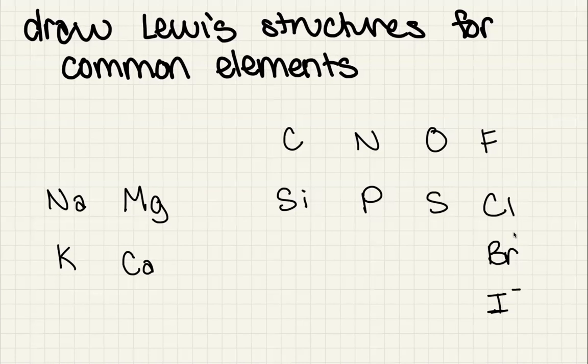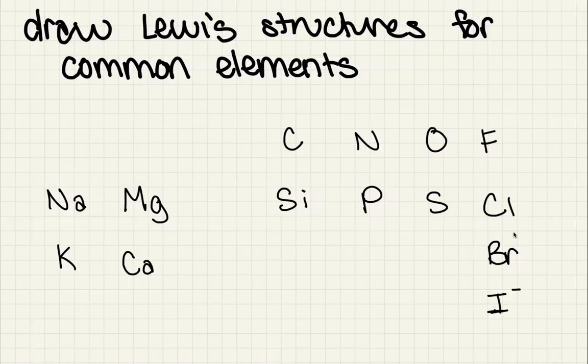And remember that the Lewis structure of an atom is going to be the same as you go down a group. So our carbon and our silicon are going to have the same. Nitrogen and phosphorus are going to have the same. Oxygen and sulfur are going to have the same, et cetera. But those are going to be different from one another. So why don't you pause the video and try this for yourself?